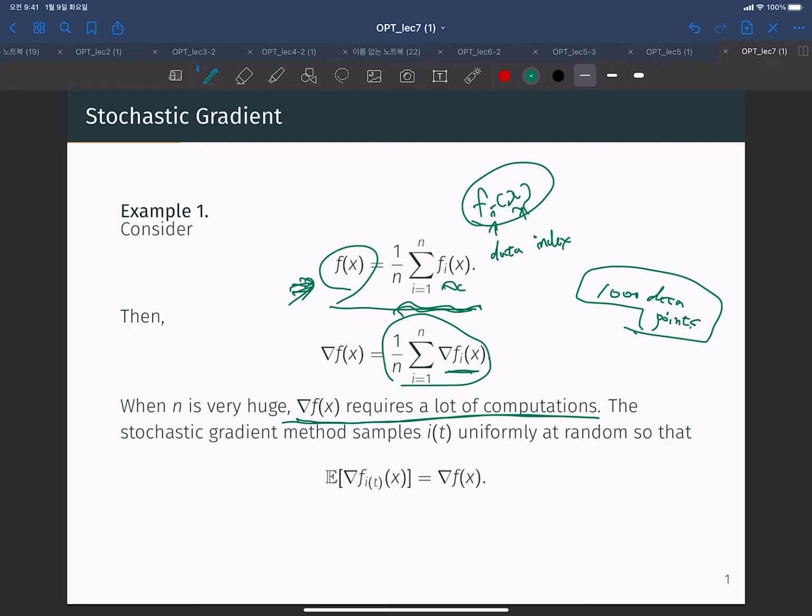So people use the stochastic gradient method, which samples an item uniformly at random so that the expectation of your sampled gradient is equal to the gradient of your full function. When you sample a data point uniformly at random, each index i is sampled with probability 1 over n. So the expectation of the gradient of f_i, with i sampled, at x is equal to 1 over n times the summation from i = 1 to n of the gradient of f_i(x).